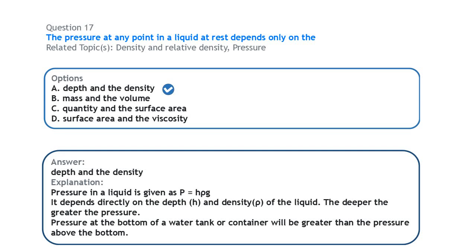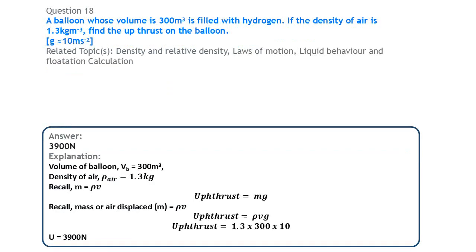This is a constant value for a given location. It changes with location, but for a given location you can say it is constant on the average. So the pressure in the liquid is going to depend on the depth h and the density of that liquid.